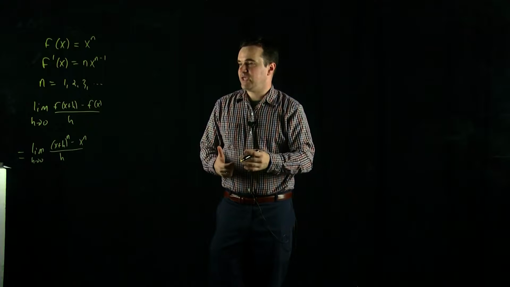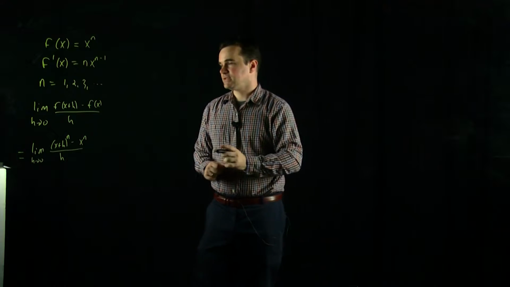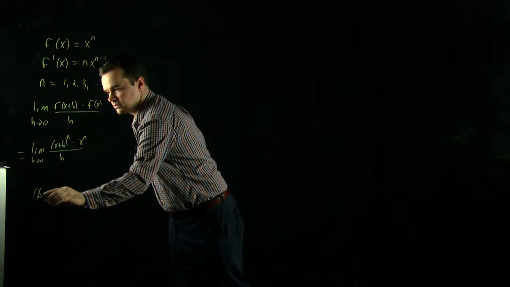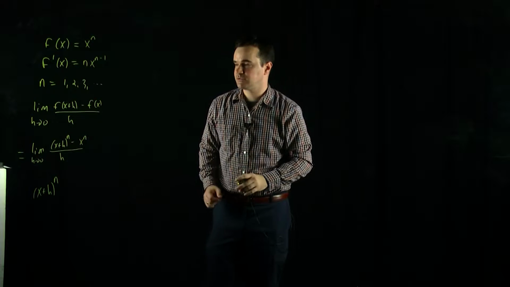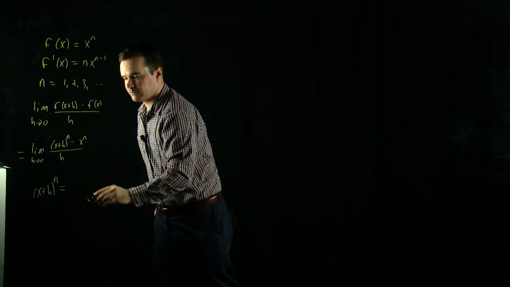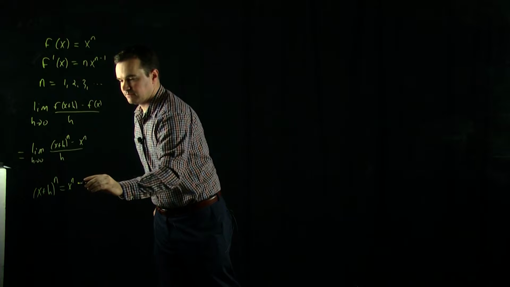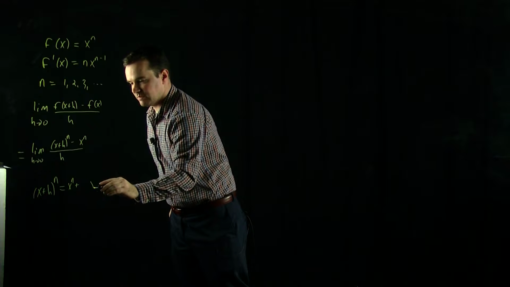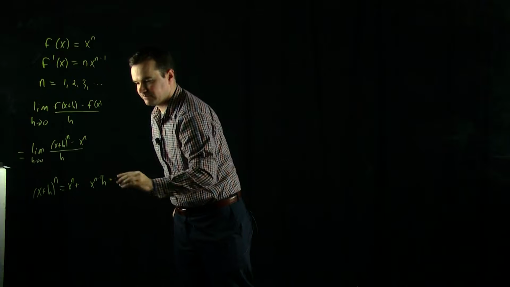So then here's the problem. How do I handle x plus h to the n? Well, the way that we handle that is with something called the binomial theorem. And it basically says that if you take a binomial, that's a sum of two numbers, and exponentiate it, then here's what you're going to get. You start out with x to the n, and then you add to it a term with x to the n minus 1, and then times h.